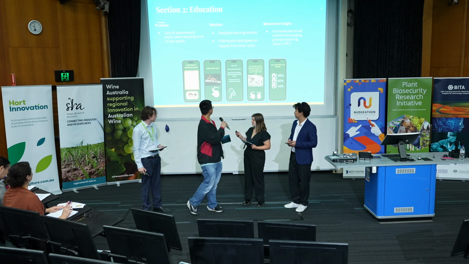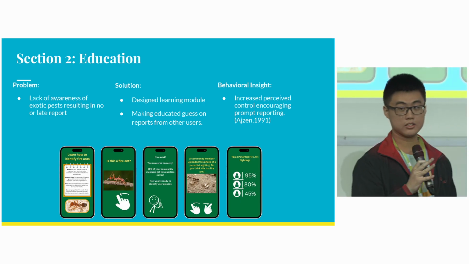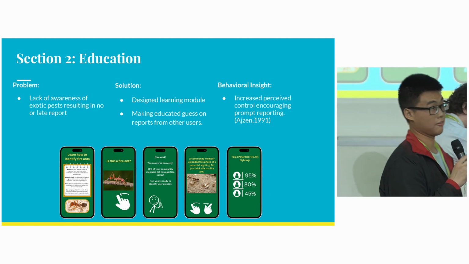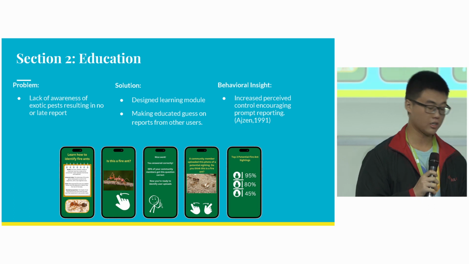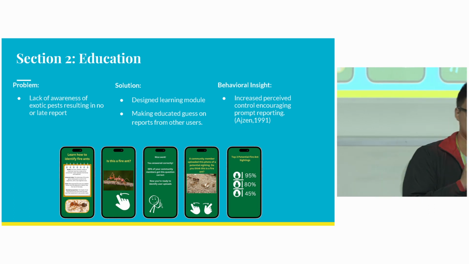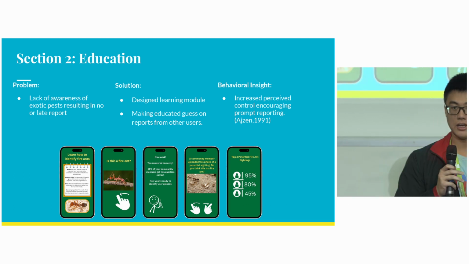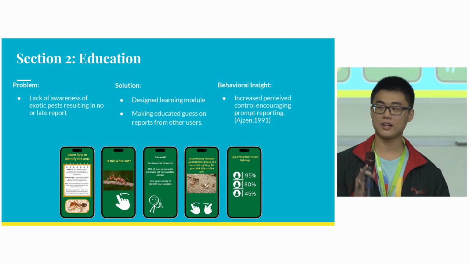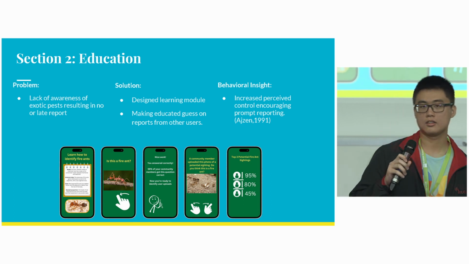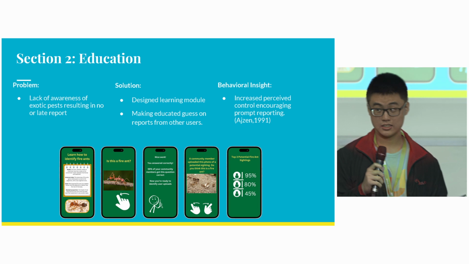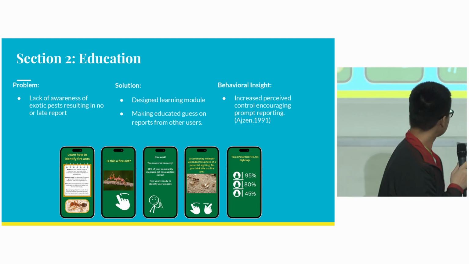So the second thing we want to integrate into the app is an educating factor. So why do we want to do this? One of the problems is that due to the lack of knowledge of relevant pests, it results in late or no reports of it, and it will dramatically increase the difficulty in containing it because it is not contained in the early stages. So one solution is illustrated in this picture here.